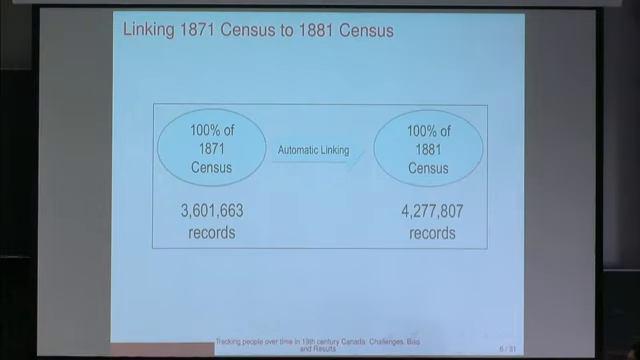What's the size of the problem? What are we dealing with? In the 1871 Canadian census, we have about 3.6 million records, and in 1881, about 4.2 million records. So this is the size of the problem. What we want to do is build a system to automatically link these two files.